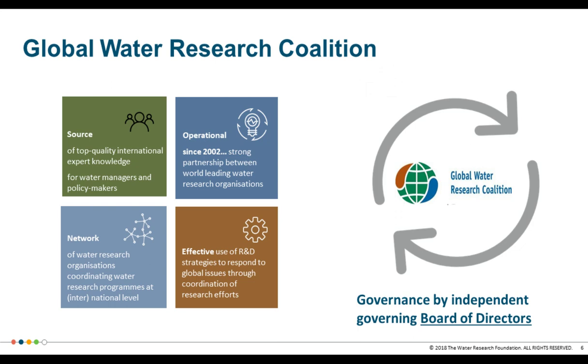So how does it work? The Global Water Research Coalition has been operational since 2002. It's governed by an independent governing board of directors, and mainly most of the CEOs of each of the members that I've listed before and partners sit on the board, and the board meets twice a year. And it really is a network of those organisations that I've showed you that mainly coordinate research programs at national level. So you have seen there are no consultants or universities, they're mainly national bodies that have a research budget and also deal with the water cycle research on national but also international level.